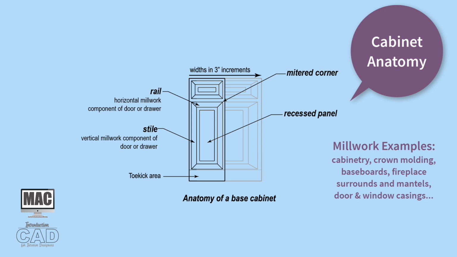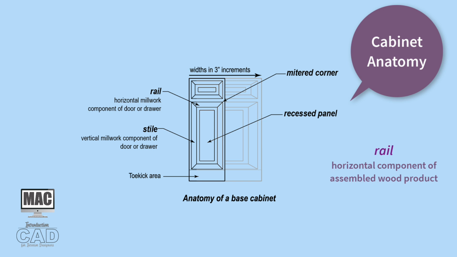The horizontal millwork component of a cabinet door and drawer is referred to as a rail. The vertical millwork component of a cabinet door and drawer is referred to as a stile. If the connecting line where the rail and stile meets is shown at a 45-degree angle, this is referred to as a mitered joint. The area in the center defined by the rail and stile boundary is a drawer or a door panel, which can be either recessed or raised.